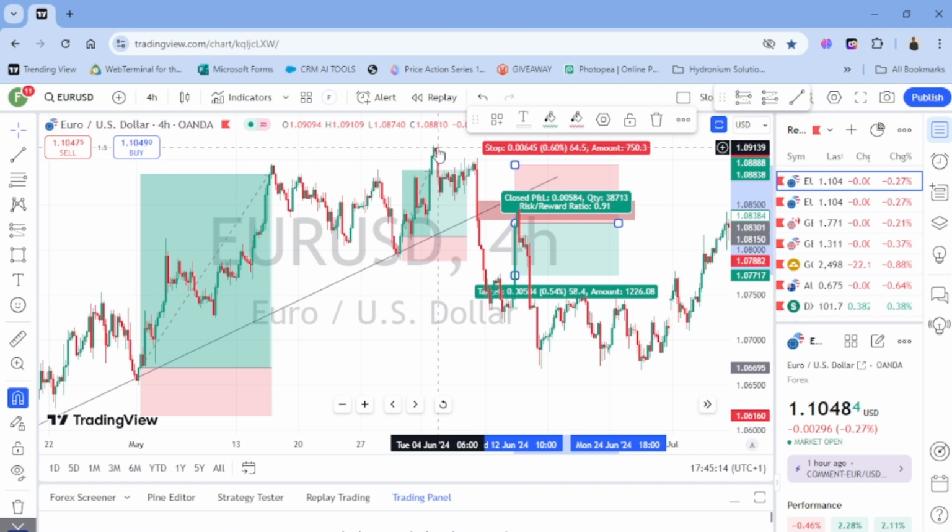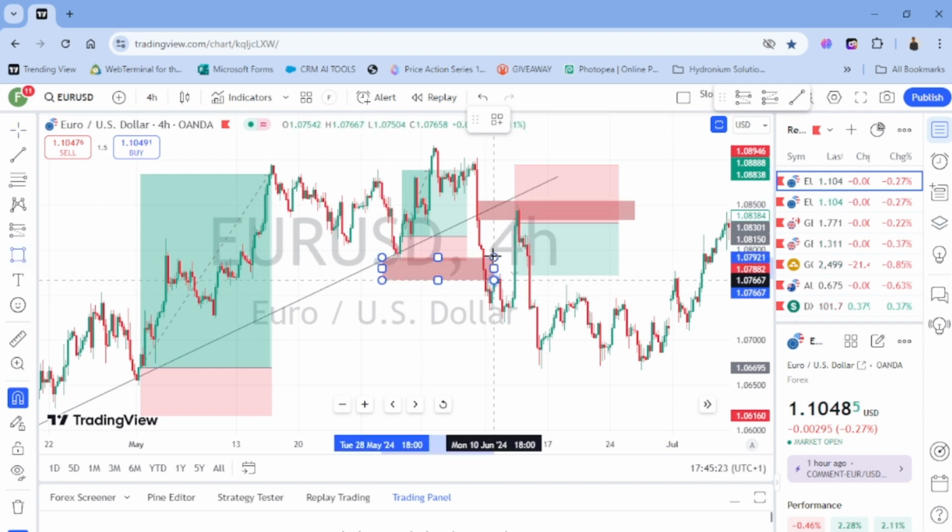Then what do we have? We got ourselves another higher high. Then we got a lower high. Then we got a very significant low. This low took out this previous level. This you can even call a demand level, okay?